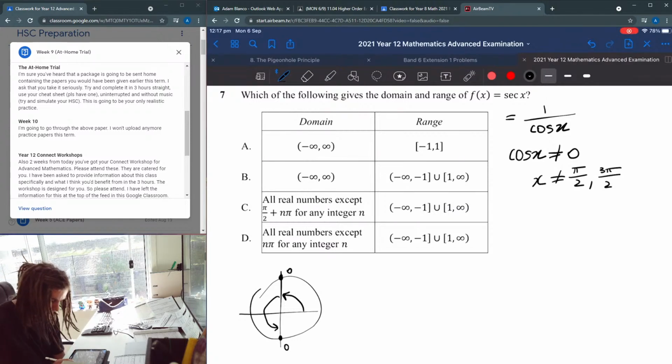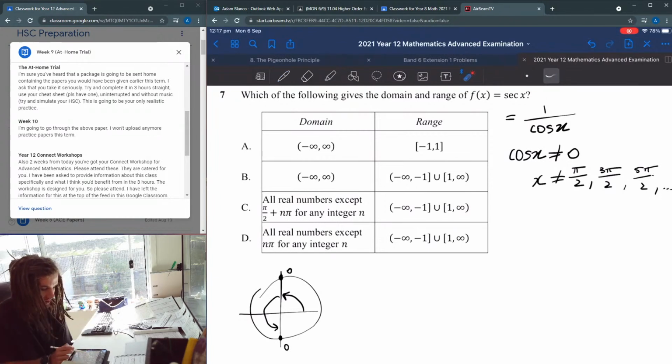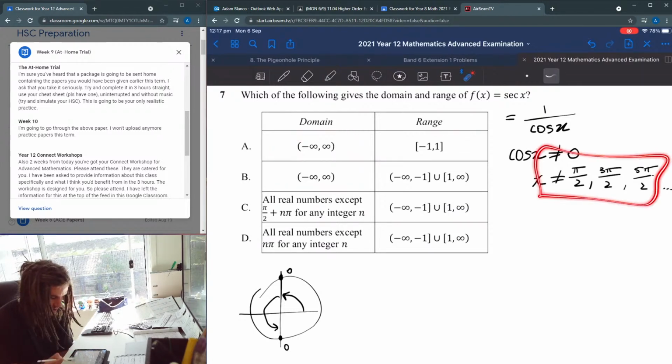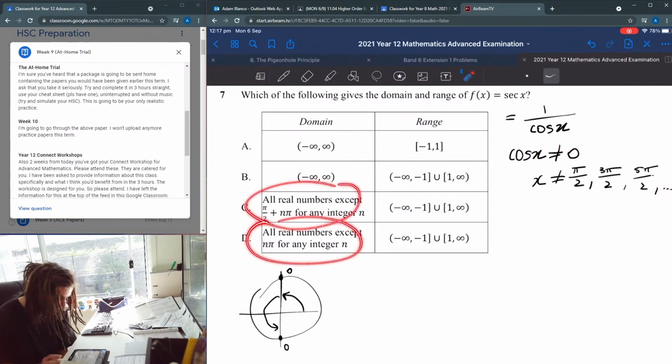So really, I could just keep going and add pi on 2 to each of these. So like 5 pi on 2 is the next one, and so on. So the domain isn't everything. It's everything except for these values. So it's one of these two.